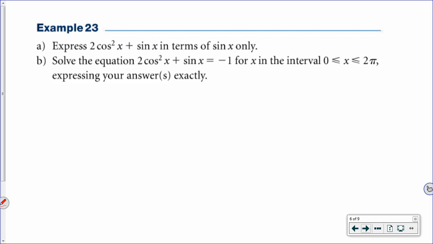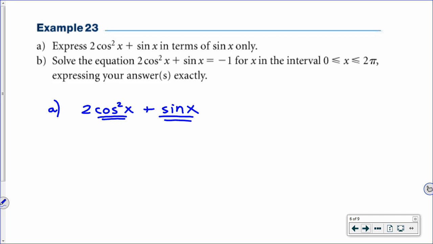We have an example now. Yay! Express 2 cosine squared x plus sine x in terms of sine only. Okay. So the original expression given, this is for part A, is 2 cosine squared x plus sine x. We want it to be in terms of sine only. This part already is in terms of sine, so it's really just this that we need to worry about.